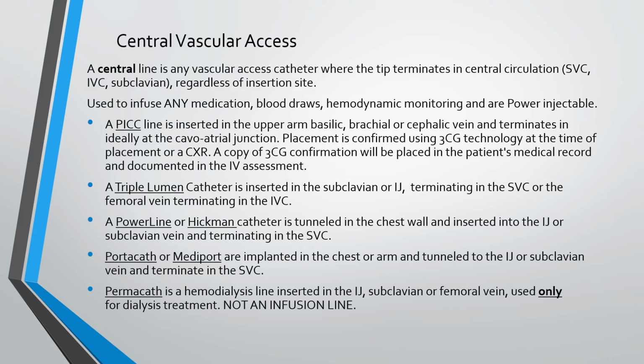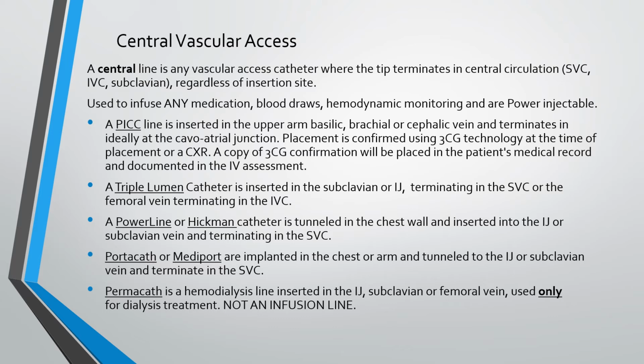A PICC line is inserted in the upper arm, basilic, brachial, or cephalic vein, and terminates ideally at the cavo-atrial junction. Placement is confirmed using 3CG technology at the time of placement or chest X-ray confirmation. A copy of the 3CG confirmation will be placed in the patient's medical record and documented in the IV assessment. A triple lumen catheter is inserted either in the subclavian or IJ vein terminating in the SVC or a femoral line terminating in the IVC.